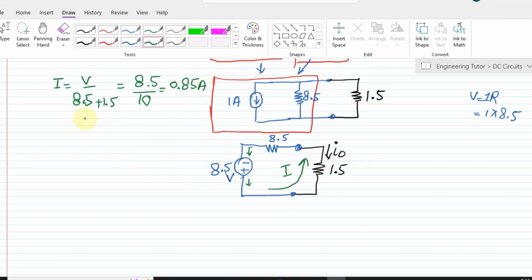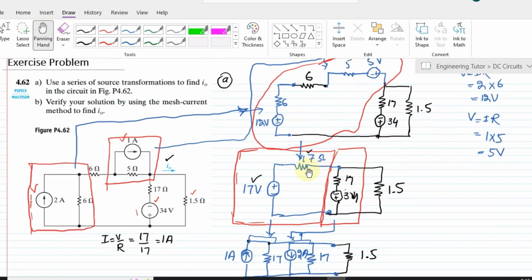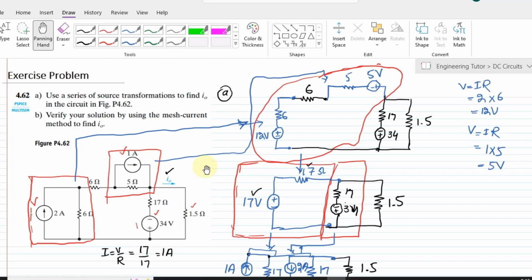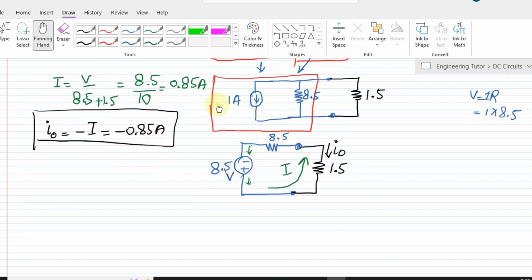Similarly, I can see here that the direction of I0 is opposite to that of my current I. Let me use a black pen here. So the value of I0 is minus I, so it would now be minus 0.85 amperes. Okay, so that is the current which I have found by using the source transformation method. These are all the steps which I have followed through this circuit. So this was my value, and this is the solution of part A.